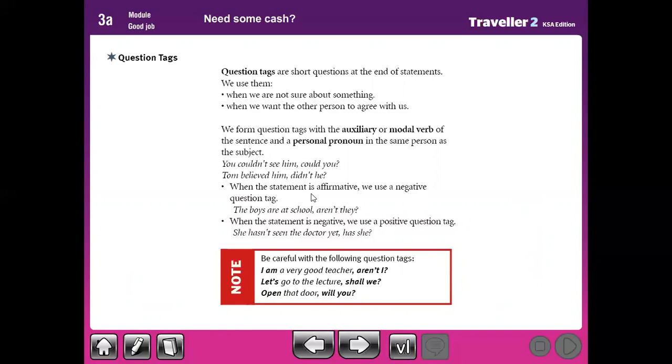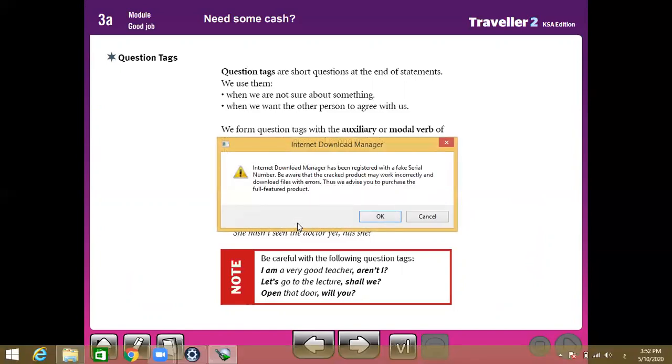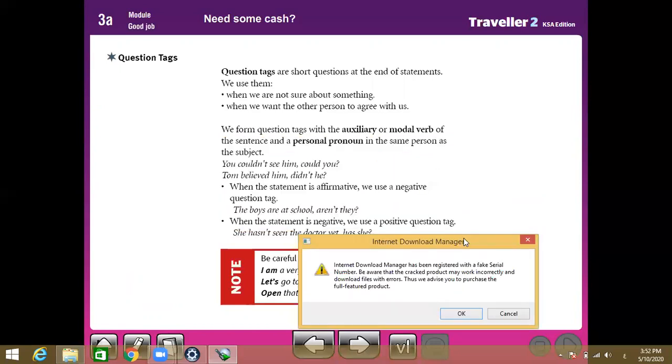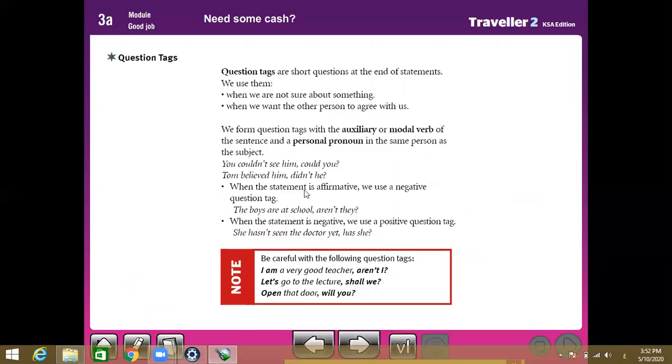When the statement is affirmative, we use a negative question tag. And when the statement is negative, we use a positive question tag. Like, you couldn't see him. Here couldn't is the modal verb, and the statement is negative. So we use a positive question tag, could you, and a personal pronoun. Here, the subject pronoun is you, so use it as it is: you.